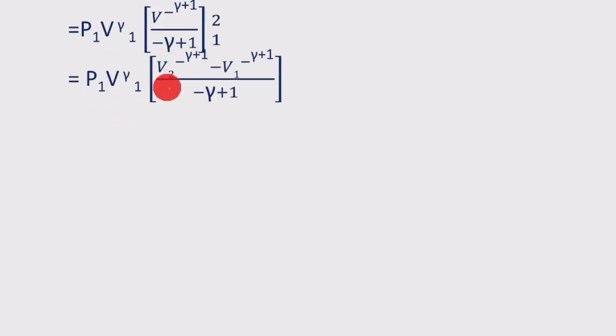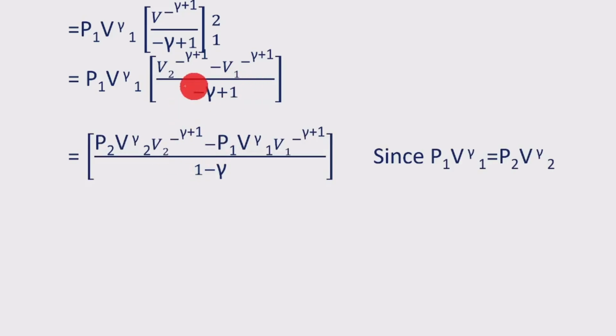Then P1 V1 raised to gamma outside, and inside we have V2 raised to minus gamma plus 1 minus V1 raised to minus gamma plus 1, all by minus gamma plus 1. If you take this P1 V1 raised to gamma inside and multiply with these two terms, then for the first term we know the relation P1 V1 raised to gamma equals P2 V2 raised to gamma, so we multiply with P2 V2 raised to gamma.